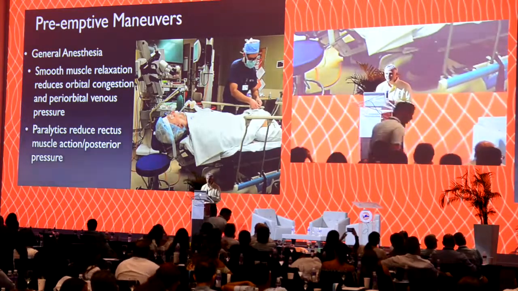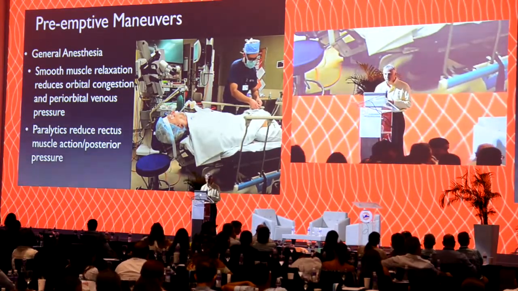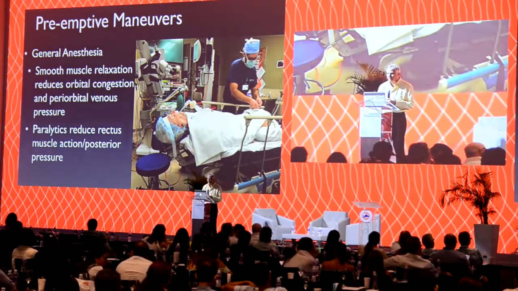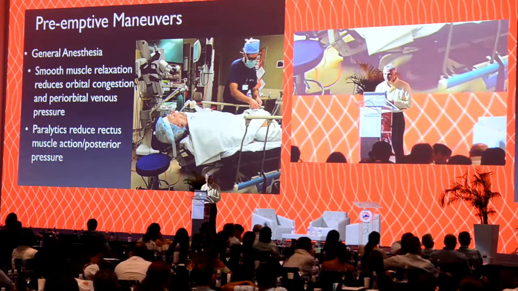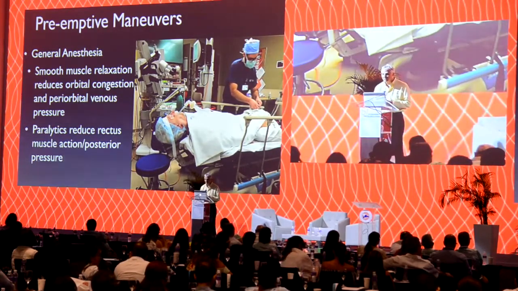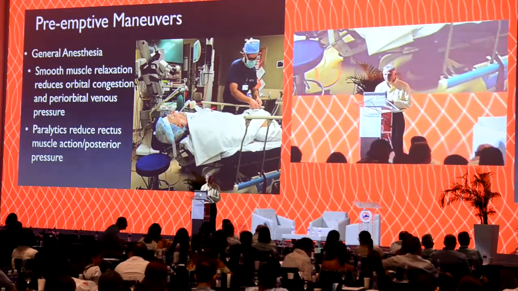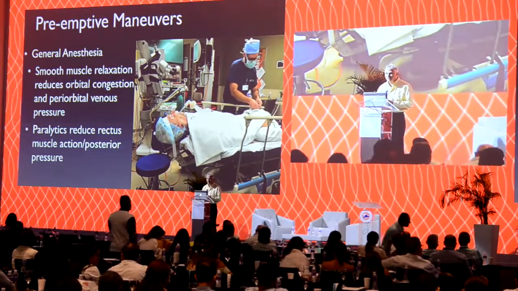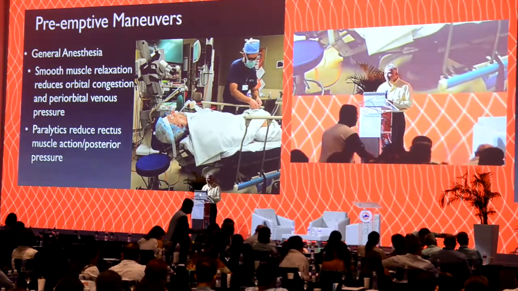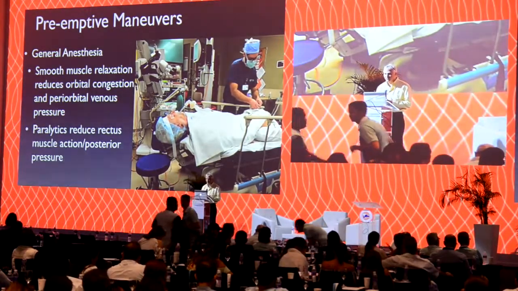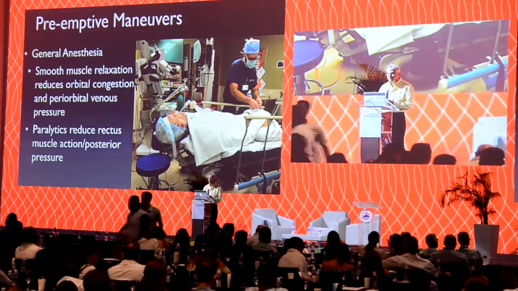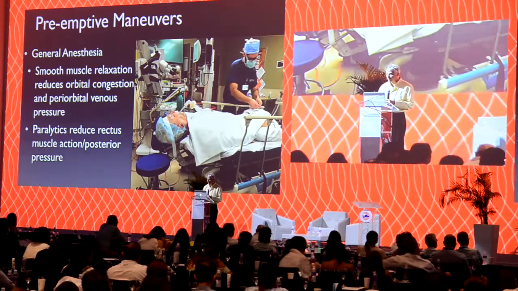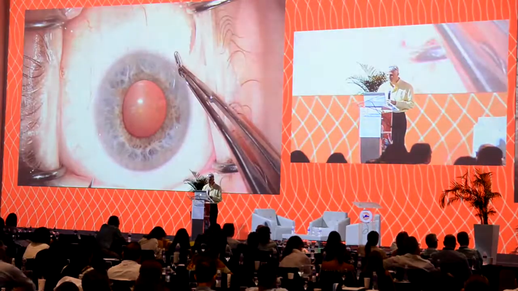I like general anesthesia, and I will put these patients to sleep almost invariably, unless they're elderly. The general anesthesia, inhaled anesthetics give us smooth muscle relaxation, again reducing central venous pressure and orbital venous pressure. Really important to use general anesthesia with paralysis. If you use an LMA and you're not using paralysis, you're not getting the full beneficial effects, because the paralytics relax the rectus muscle action and they reduce the posterior pressure. Almost makes it a nearly routine case.